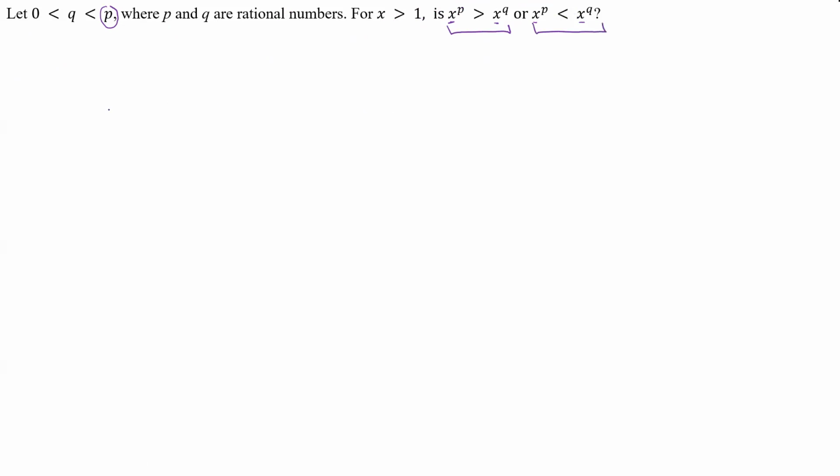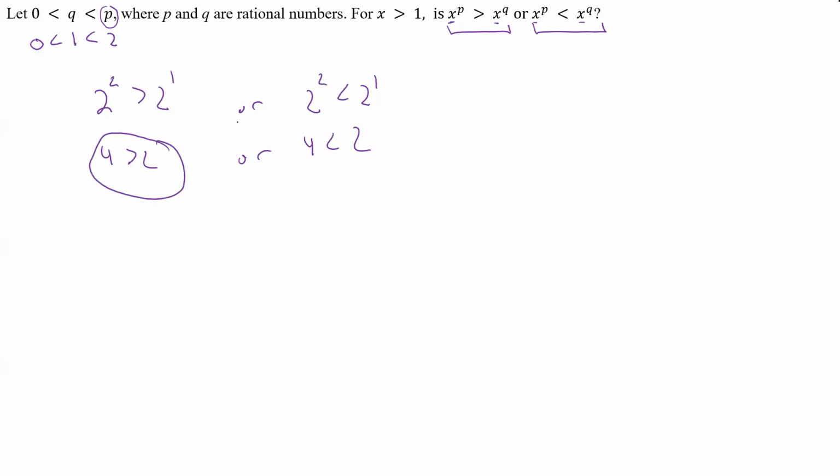Well, let's choose some numbers here. Let Q equal 1 and P equal 2, and that's a true statement based on this. So is 2 to the P, which is 2 squared, greater than 2 to the 1, or is 2 squared less than 2 to the 1? Just using a simple example, we can determine that without graphing or anything. So here, 4 is greater than 2, or is 4 less than 2? Well, 4 is greater than 2, and so this is the case we want here.